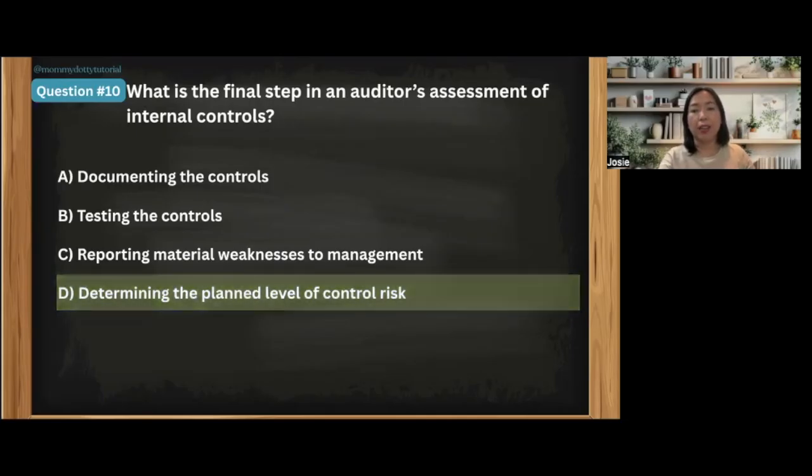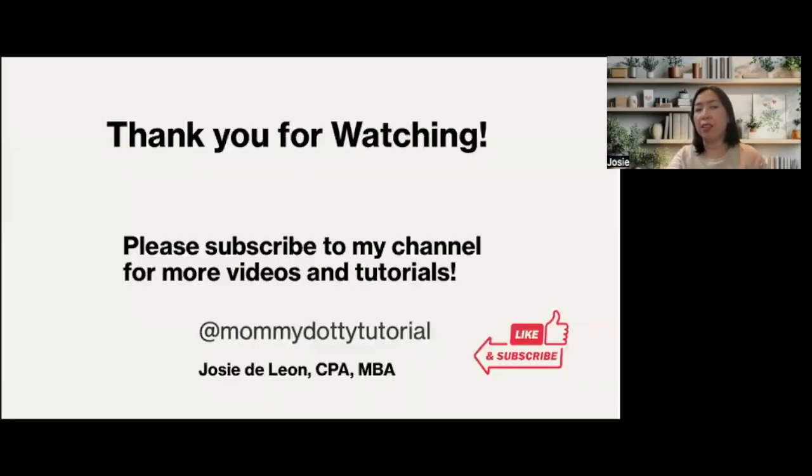So after understanding, documenting, and testing of controls, auditors conclude on control risk, high, medium, or low, to plan substantive procedures. All right, now we reach the end of our topic.